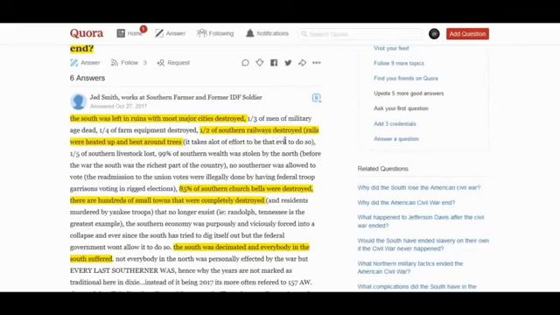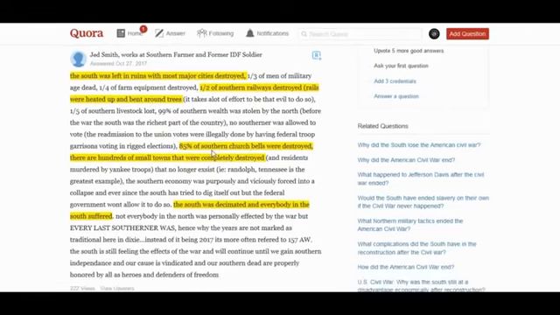Half of the southern railways were destroyed. Rails were heated up and bent around trees. We'll look into this a little bit further. 85% of southern church bells were destroyed. I'll talk about that in another video. There are hundreds of small towns that were completely destroyed. The South was decimated and everybody in the South suffered.